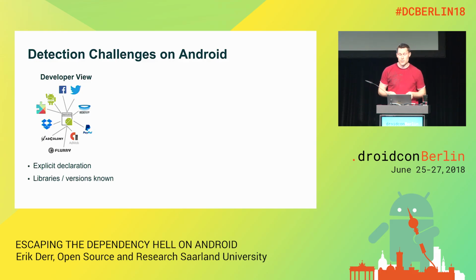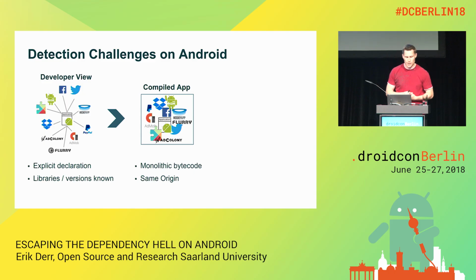Probably all of you are familiar with the developer view, where it starts. For instance, in your Gradle file, you have a very explicit declaration, so you know which libraries you're using, which versions they are, and typically you also know the source, so maybe Maven Central, JCenter, or some other central repository. But as soon as the app is compiled, this explicit mapping gets lost. Now any third-party code is statically linked to the application code, and as a result, you receive one or more bytecode blobs.